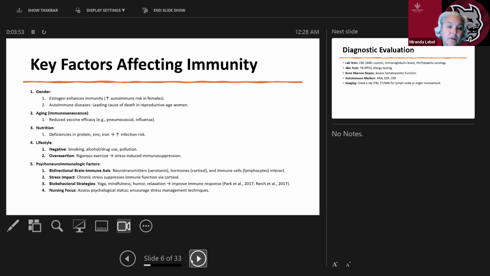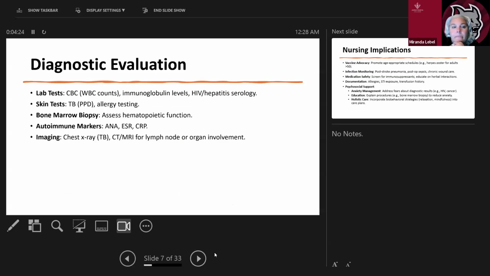Do we have any smoking or alcohol, drug use, or pollution that has a negative effect on our immunity? Do we have overexertion like rigorous exercise or stress, which can lead to stress-induced immunosuppression? And then psychoneuroimmunologic factors like the bidirectional brain-immune axis, stress impact, and biobehavioral strategies. Our nursing focus is going to be on assessing psychological status and encouraging stress management techniques.